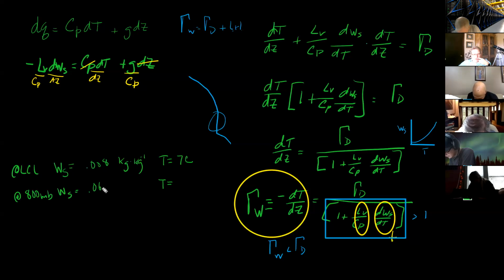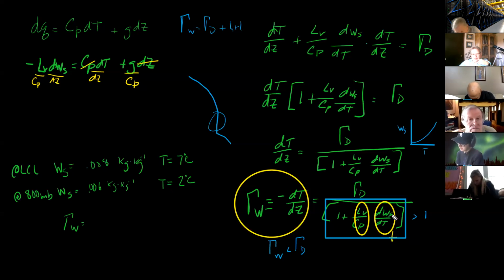0.006, I'm thinking. Is that what you're saying? That seems about right. I've condensed out 2 grams of water vapor. What's the temperature of the parcel at 800 millibars? Say about 2 degrees Celsius. Okay. Now, you should be able to tell me what was the wet adiabatic lapse rate in that layer. You know LV, you know CP, you know dW sub S was 0.002, and you know dT was 5. So plug that in, and what's gamma sub D?